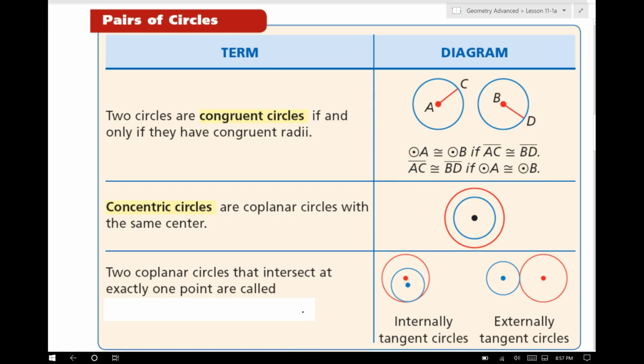Things you know, congruent circles. Can circles be the same size and shape? Exactly. So congruent circles, remember, are going to have congruent radii. Very important that you know. Look, you even use the congruency symbol with circles.